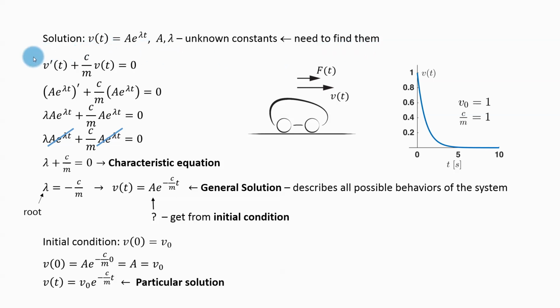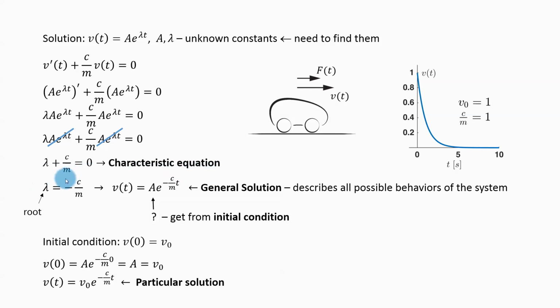How do you do that? Well, you take your differential equation and substitute this solution. Then you take this derivative and you get this. Here you need to observe that you can actually cancel this a and this exponential like this. When you do that, you are left with this equation, which is an equation for lambda. This equation for lambda we call the characteristic equation.